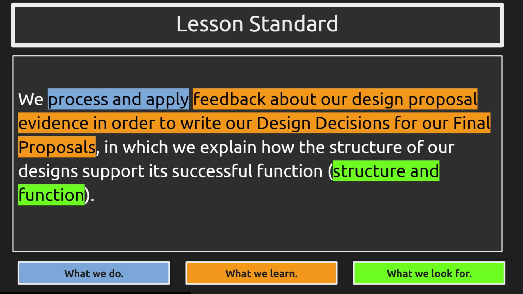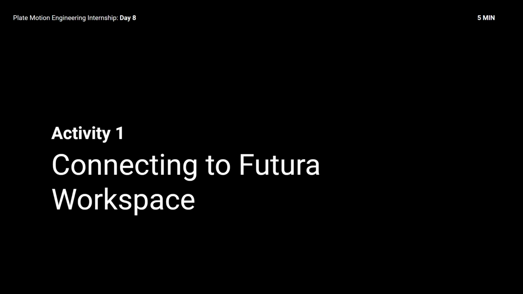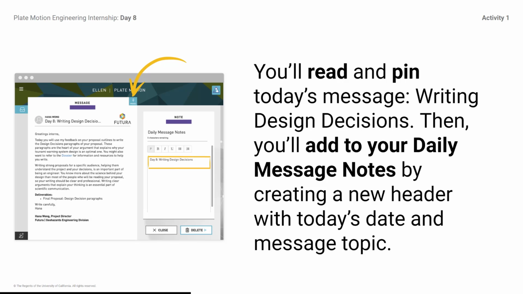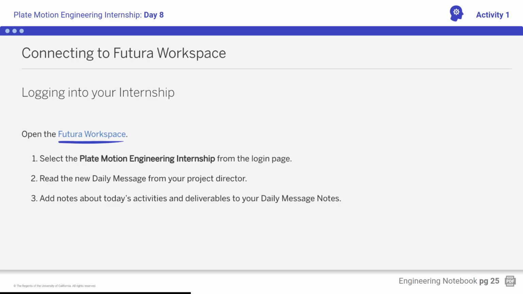In this lesson, we process and apply feedback about our design proposal evidence in order to write our design decisions for our final proposals, in which we explain how the structure of our design supports its successful function. Activity 1, connecting to Futuro Workspace. You'll read and pin today's message, writing design decisions. Then you'll add to your daily message notes by creating a new header with today's date and message topic.